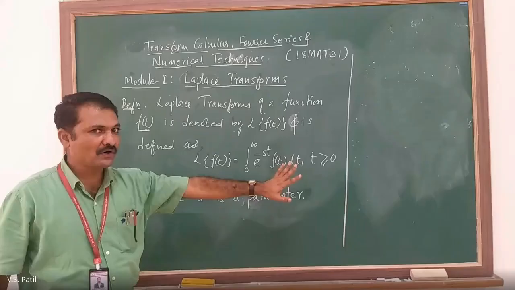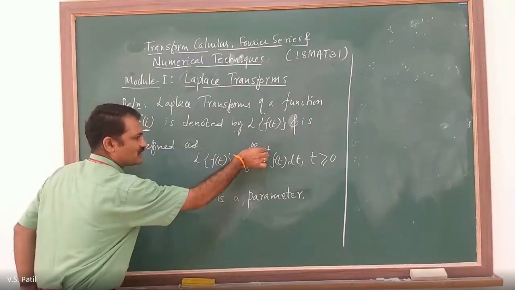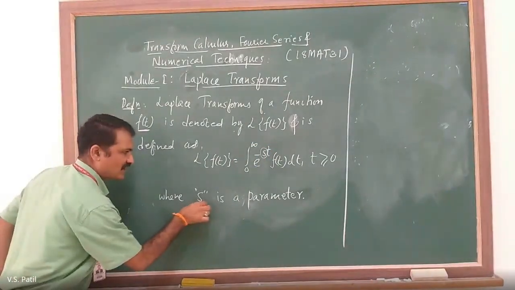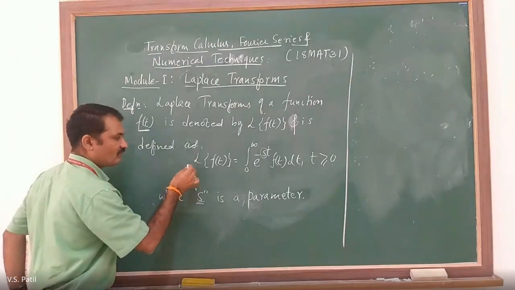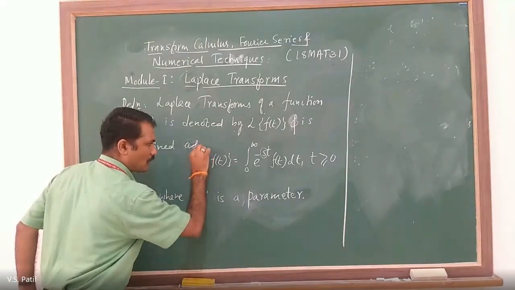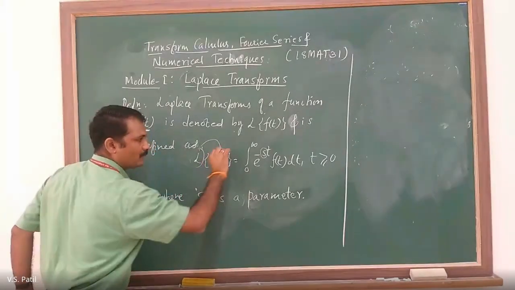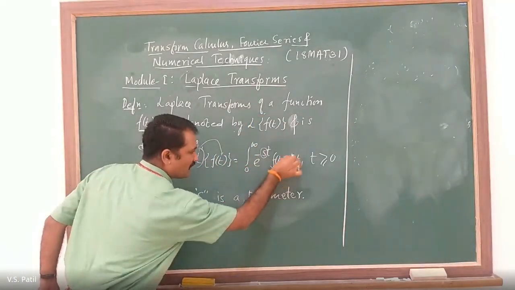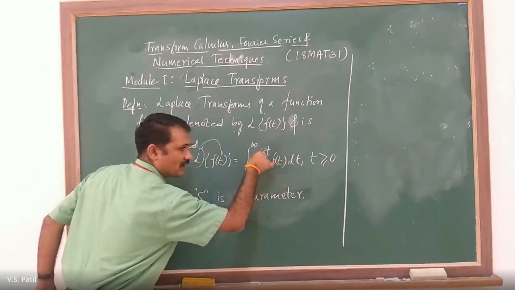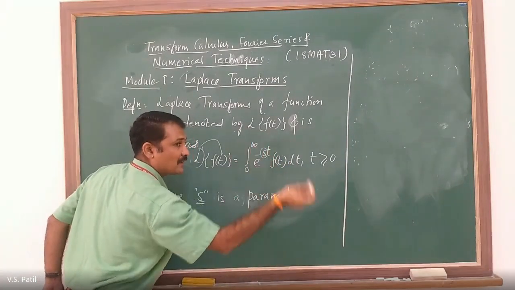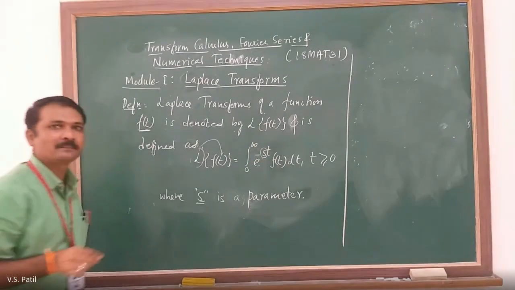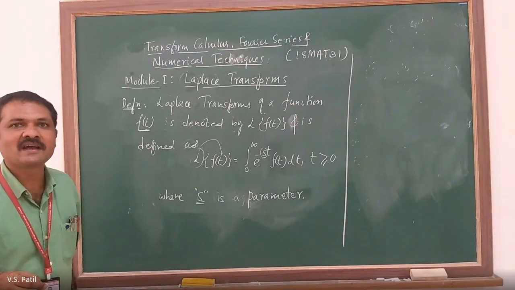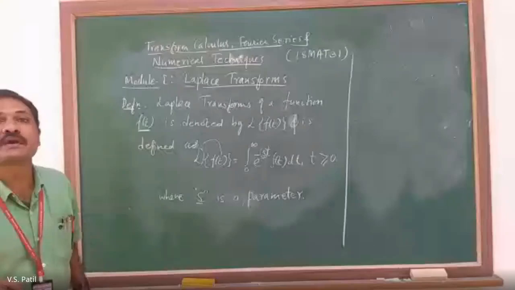Clear my point? And you may ask now, what is this s, sir? This s is a parameter. Now, what change is taking place here? You are applying this Laplace operator on this f of t time variable, and after simplification this will be purely in terms of s and some constants, which is called the signal domain or frequency domain.